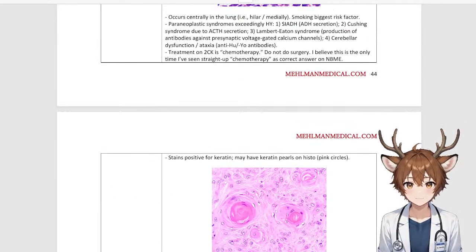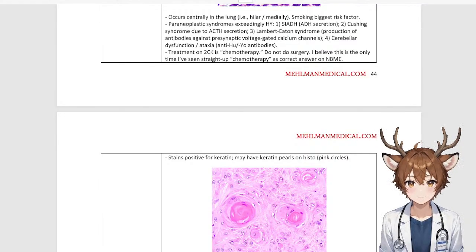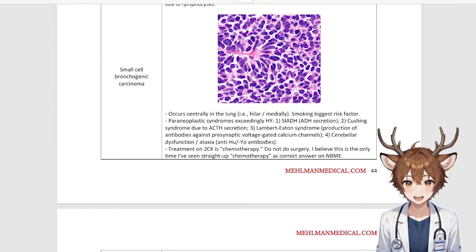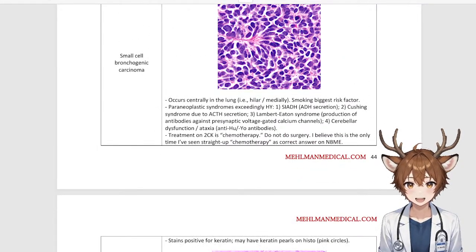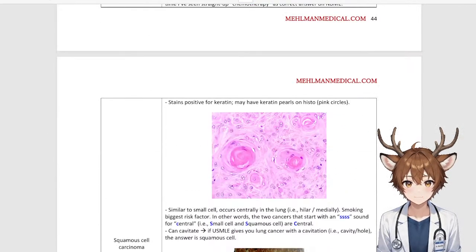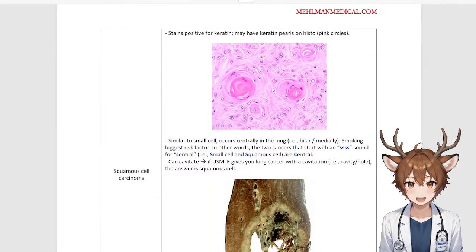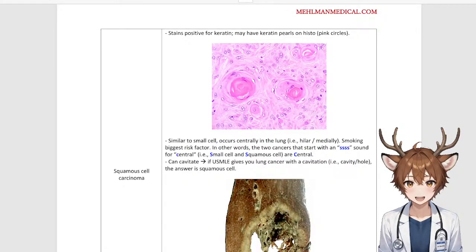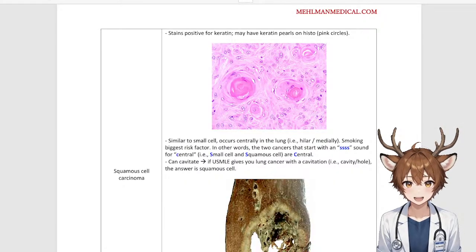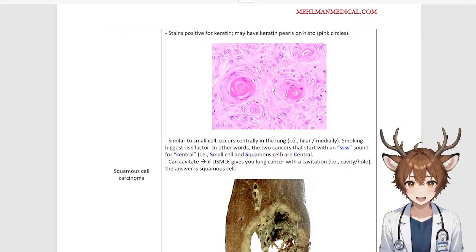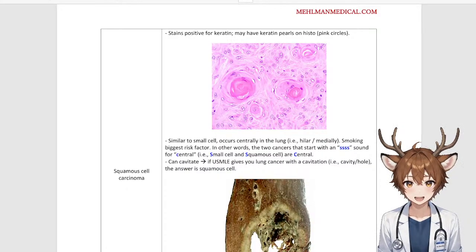Okay, and also, by the way, the small cell bronchogenic carcinoma stains positive for keratin, may have keratin pearls on histo, pink circles. Oh, this might be this one right here. Why do they label it like this? What's going on? Okay, this is a different thing. Sorry, squamous cell carcinoma. Stains positive for keratin, may have keratin pearls on histo, pink circles. So that is in fact squamous cell carcinoma.